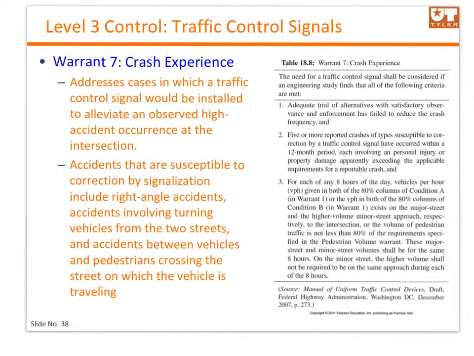On the minor street, though, the higher volume shall not be required to be on the same approach during each of the 8 hours. So basically, again, once we start observing a certain amount of accidents reported for this location, and we tried different types of controls other than traffic control, if everything is failing, then we have to go to level 3 and have a traffic control signal for this intersection that is really experiencing more than an average amount of crashes and accidents.